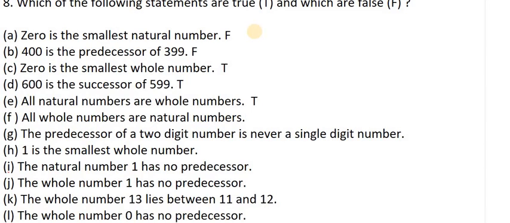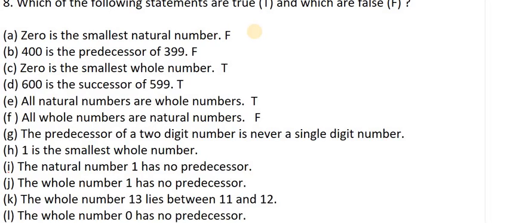All whole numbers are natural numbers. Of course, the first thing to say is no, because 0 is there in whole numbers. Then how can you say that natural numbers include 0? 0 is not there in natural numbers. So that is the reason it is false. Whereas all natural numbers will become whole numbers, but not all whole numbers will become natural numbers. This is very important, okay?